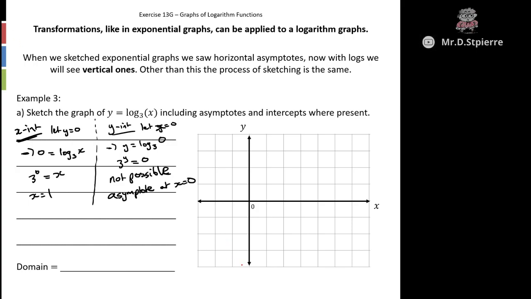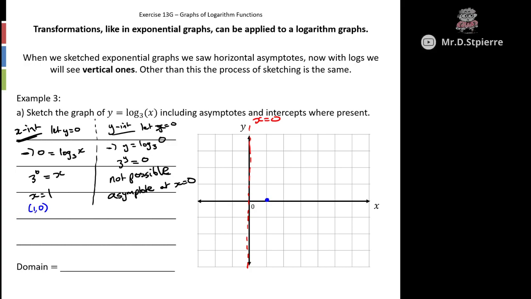So like we said before, we have a vertical asymptote, and this one is occurring at x equal to 0. Let's put in our other point, which we found before, which was at y equals 0, x equals 1. So we get 1, 0. And so we have that.